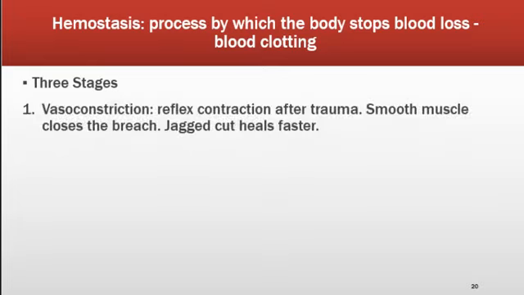Number 1, vasoconstriction. What that means is the vessels get smaller. Constrict means to get smaller. Vaso has to do with vessels. It's a reflex contraction after trauma. Smooth muscle closes a breach. So we're going to see in a minute that the vessels are made of a tunic of smooth muscle.